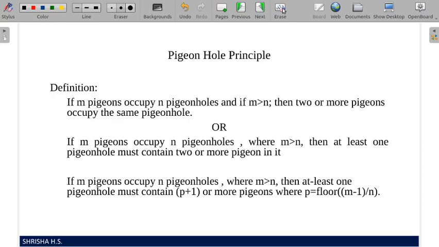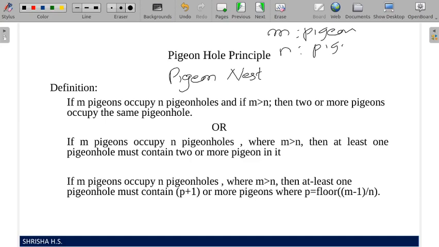In this video, we will discuss and solve some problems about the pigeonhole principle. Pigeonhole here means a pigeon's nest. Suppose there are m number of pigeons and n number of pigeon nests.